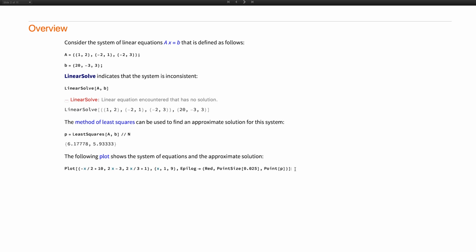Well, here's a plot that shows what happened. We had a system of three equations. There were three straight lines. Those three straight lines did not meet in a point, so there is no solution, as linear solve says. But there is a kind of approximate solution, which is the red dot over here, which gets as close to all three lines as possible, but is not really a solution. So that's the idea of least squares. You want something that's like a solution, but not quite a solution.